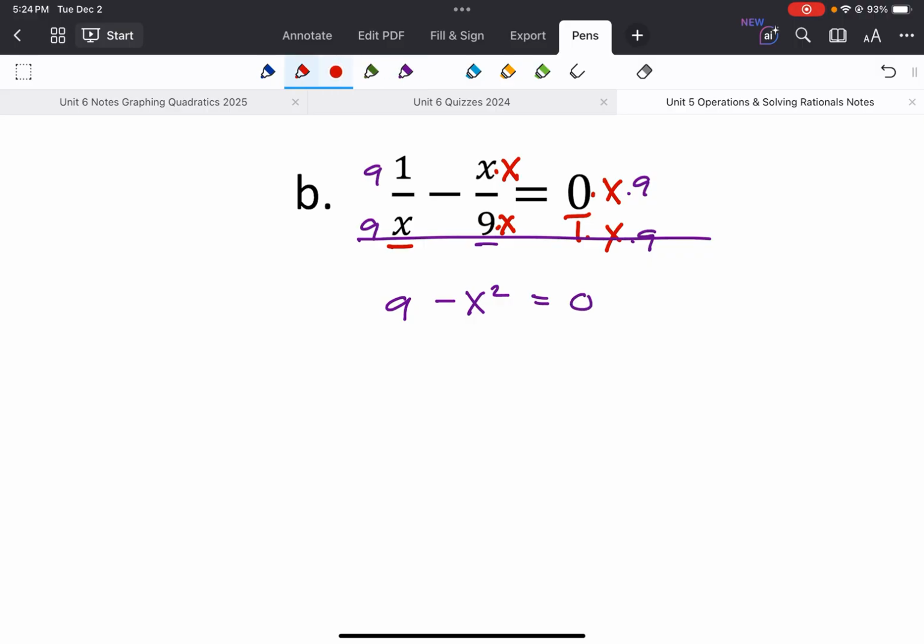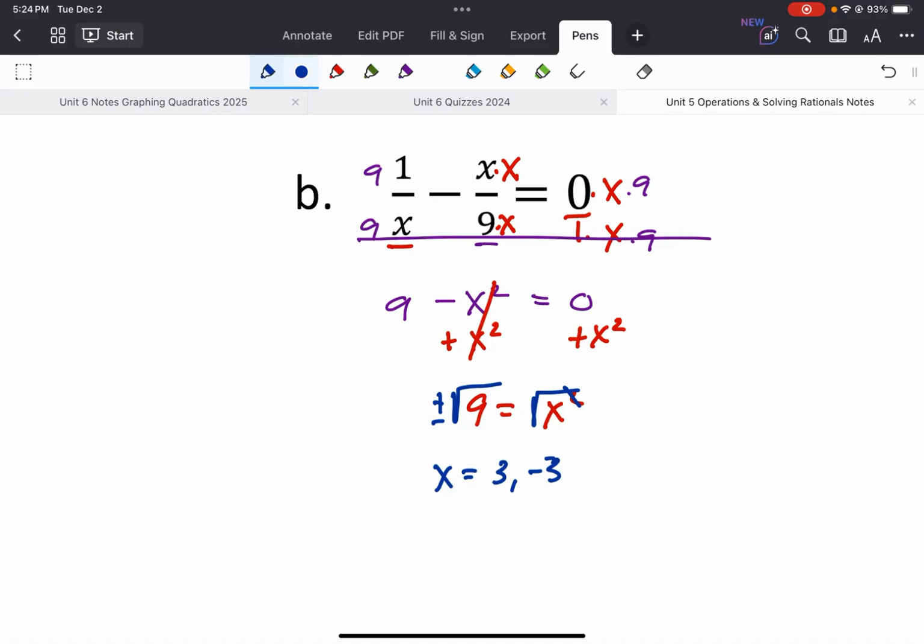You could do the same sort of thing. We could get the x on one side. So here I'm just going to add x squared to make it positive. So 9 equals x squared. And then we could get rid of the exponent by square rooting. But just don't forget your plus or minus. So we'll have x equals 3 and -3.